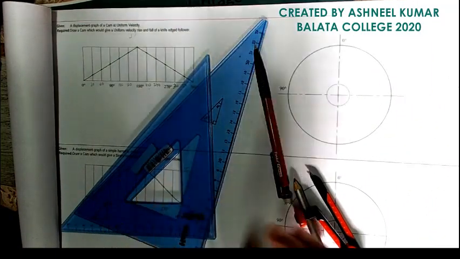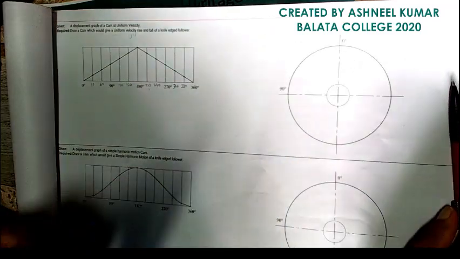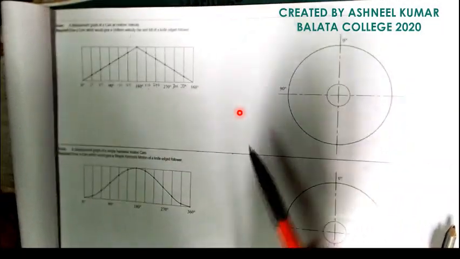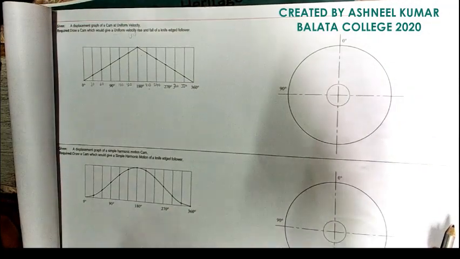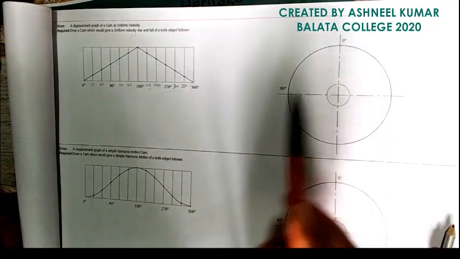Right, let's look at exercise 2. This one is the second question in your TD workbook based on cams. The first part of the question says, a displacement graph of a cam at uniform velocity. You are required to draw a cam which would give a uniform velocity rise and fall of a knife edge follower, right? So here you can see the performance graph is already drawn. You just have to draw the cam.